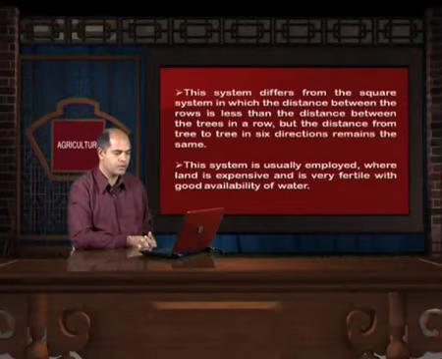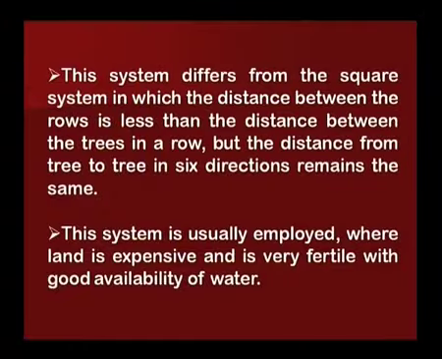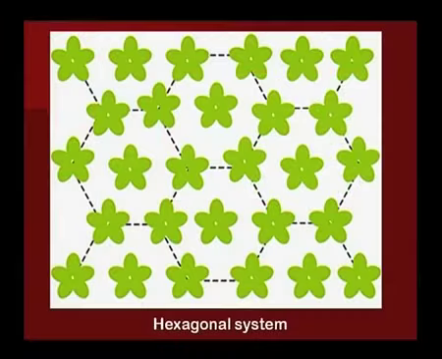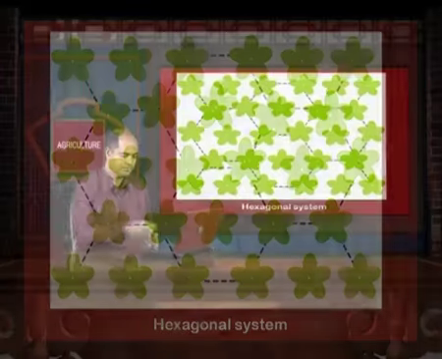This system differs from the square system in that the distance between the rows is less than the distance between the trees in a row, but the distance from tree to tree in six directions remains the same. This system is usually employed where land is expensive and very fertile with good availability of water. This picture shows the hexagonal system of plantation, and you can see a seventh plant in the center.